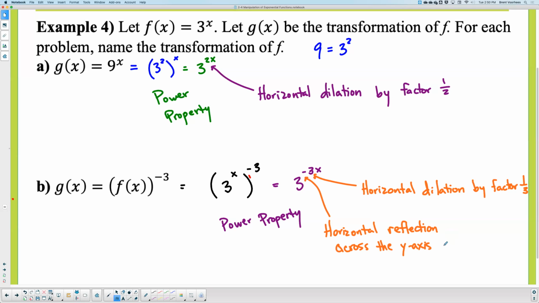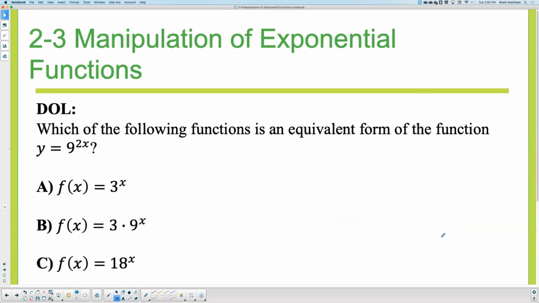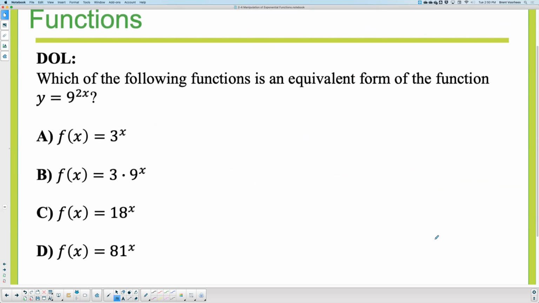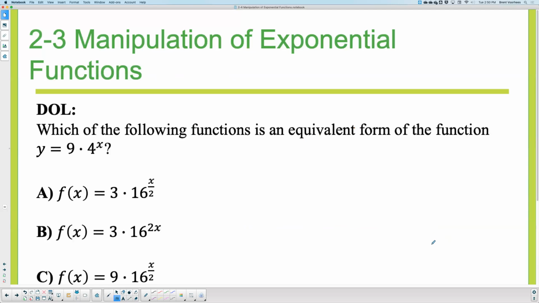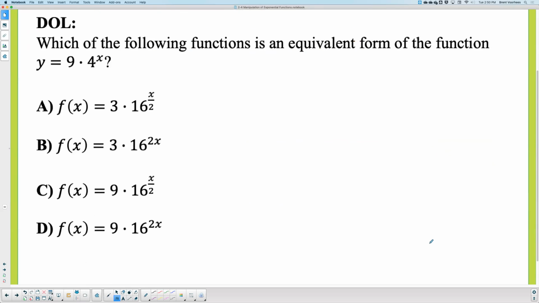All right, I have 2 problems for you to practice on. Find which of these 2 are equivalent. So which one's equivalent here? And which one's equivalent here?